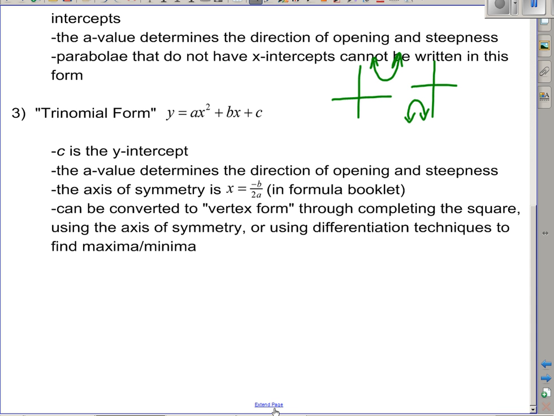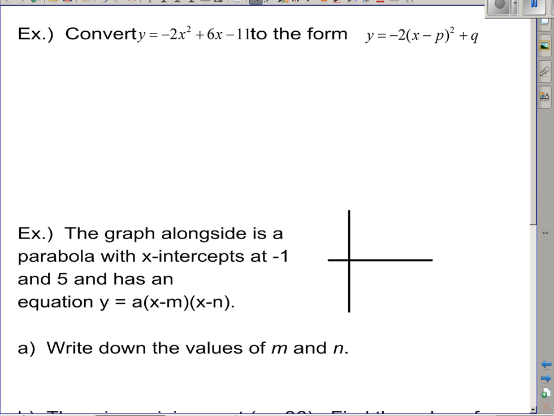Often you'll be asked to convert from trinomial form into vertex form. And that's where we're going next. Okay, convert this function into the form y equals -2 times x minus p all squared plus q. So we switched up the letters there, but we should still realize that this means vertex form. Meaning that if I knew the coordinates of the vertex, I could just sub them in there for p and q. P would be the x-coordinate, q would be the y-coordinate.